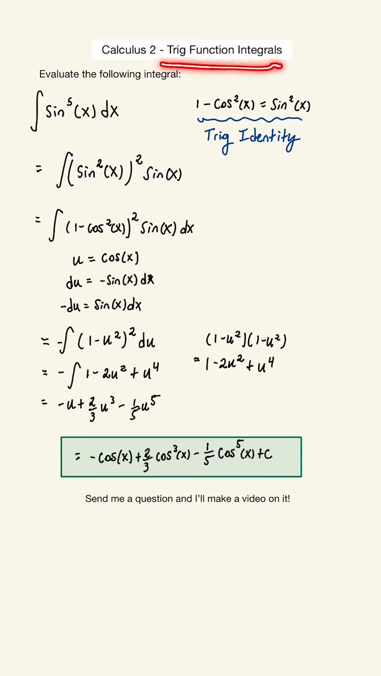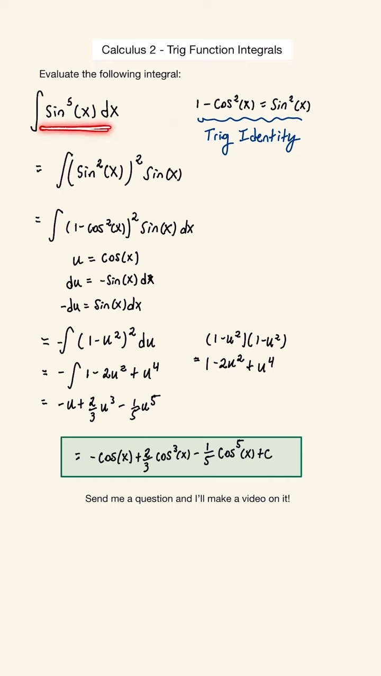Let's look at some trig function integrals. So here we have the integral of sine 5 of x dx. And the first thing you might think of when solving this is doing some sort of u substitution. But when we try to do u substitution, we won't be able to because we're missing our cosine term.